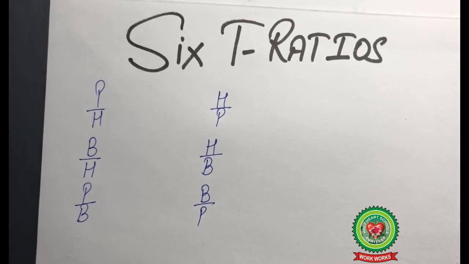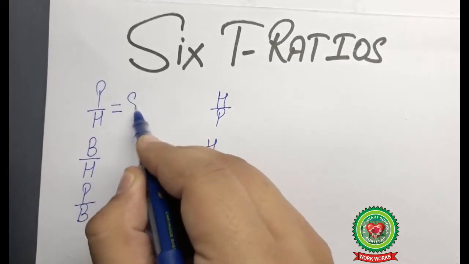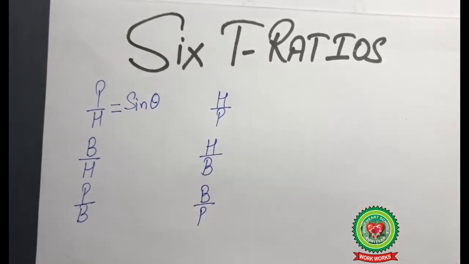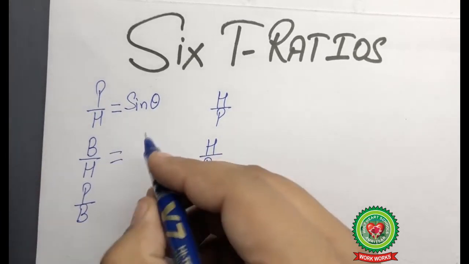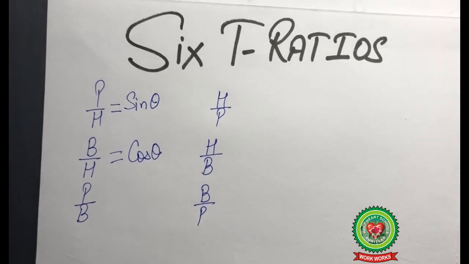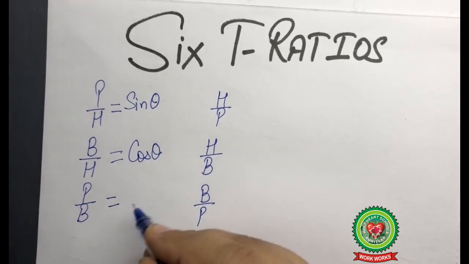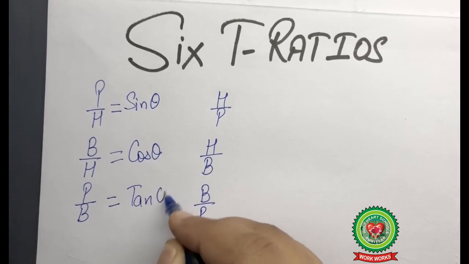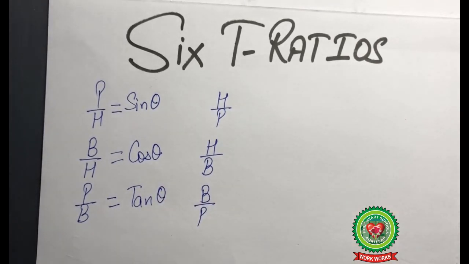Now, these 6 T ratios have specific names. So we are going to learn the names of these 6 T ratios. The name of the first T ratio is sine theta. So sine theta is equal to P upon H. The name of the second T ratio is cosine theta, or in short we call it cos theta, which is equal to B upon H. The name of the third T ratio is tangent theta, or in short we write it as tan theta, which is equal to P upon B.